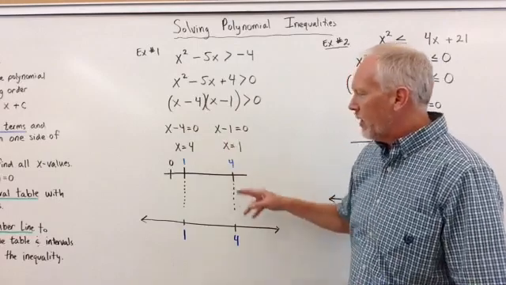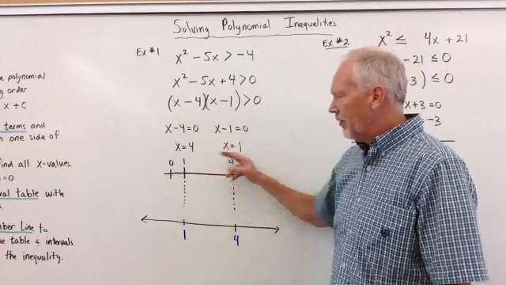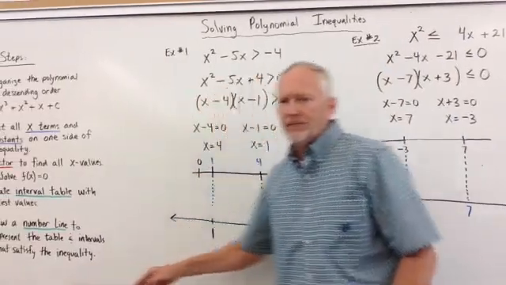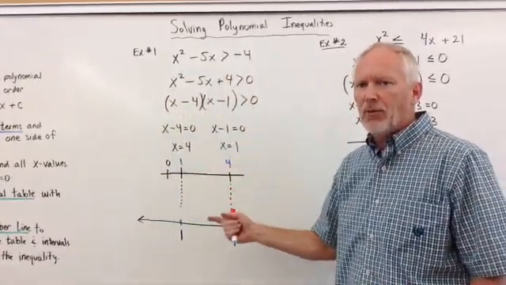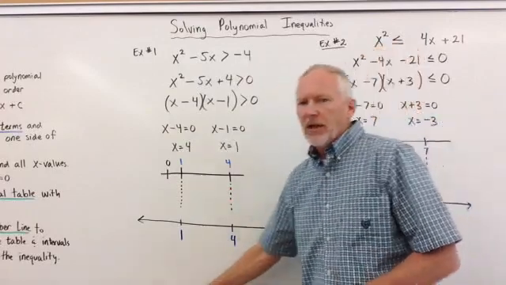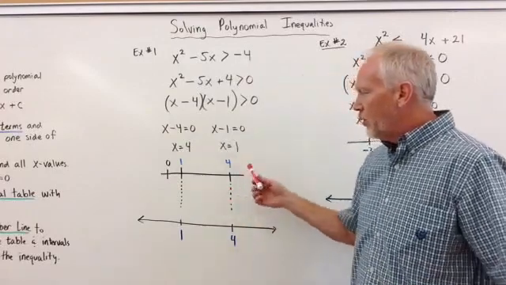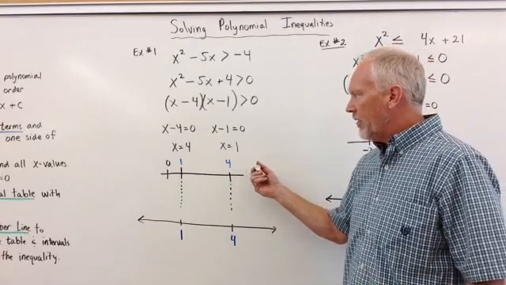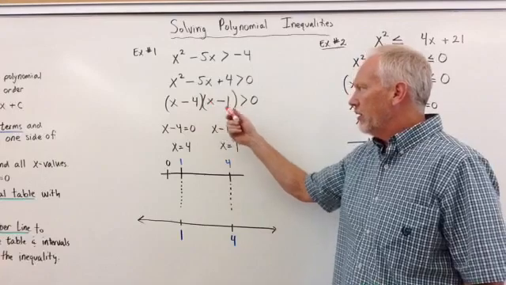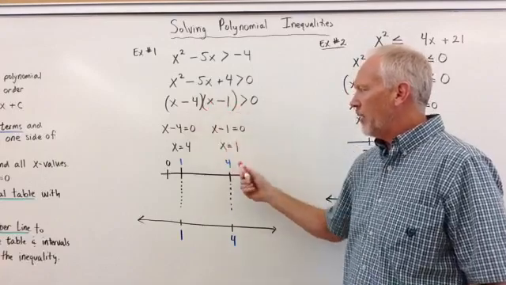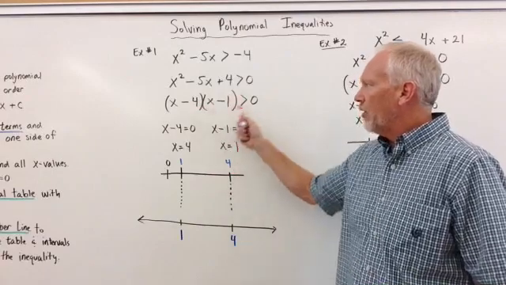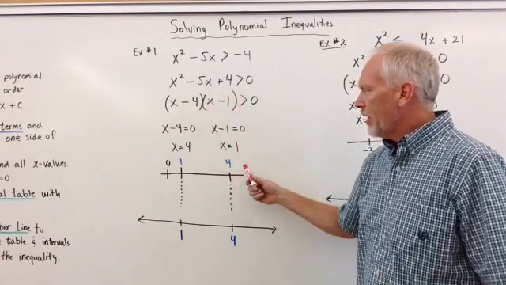Now what I'm going to do is I built a table of information here. So now what we'll do is we will fill in our table, and then we'll go down and complete our number line. Initially, all we want to do is pick a number, because we know if we plug in 4, it will be equal to 0. But what we want to know is, when is it greater than 0?